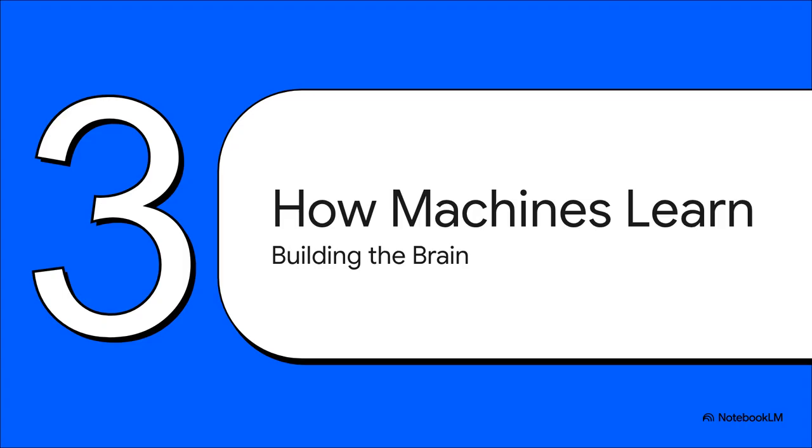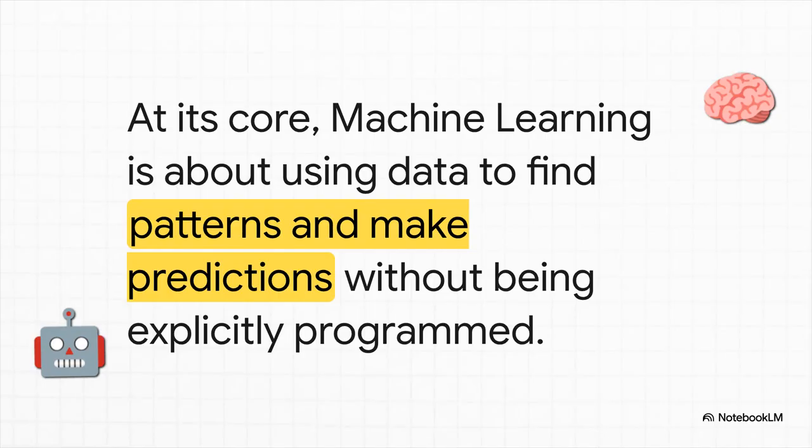All right, Section 3, teaching machines to learn. Now that our data is all prepped and ready, it's time for the really cool part, building the brain of our solution. Now, this isn't about writing a bunch of if-then rules for a computer to follow. No way. Instead, we feed it all that clean data we prepared and let it learn the patterns for itself. The whole goal is for the algorithm to get so good at recognizing these patterns that it can make super accurate predictions on totally new data it's never seen before.